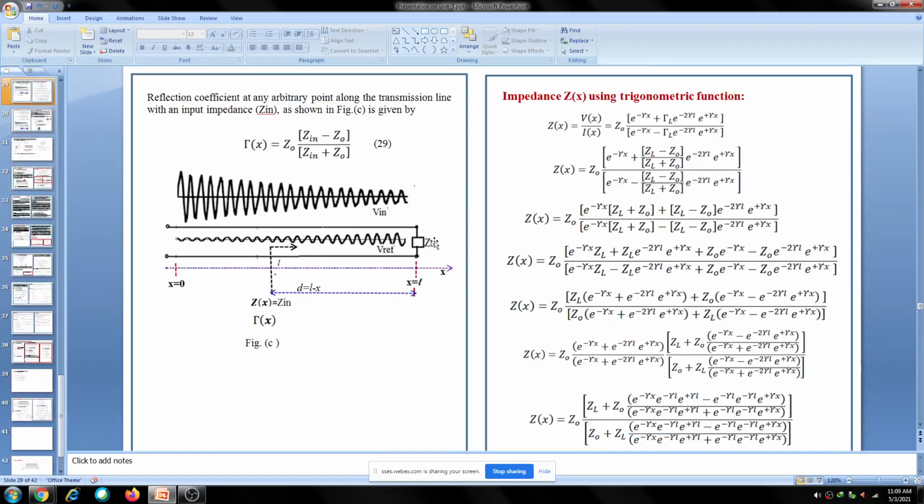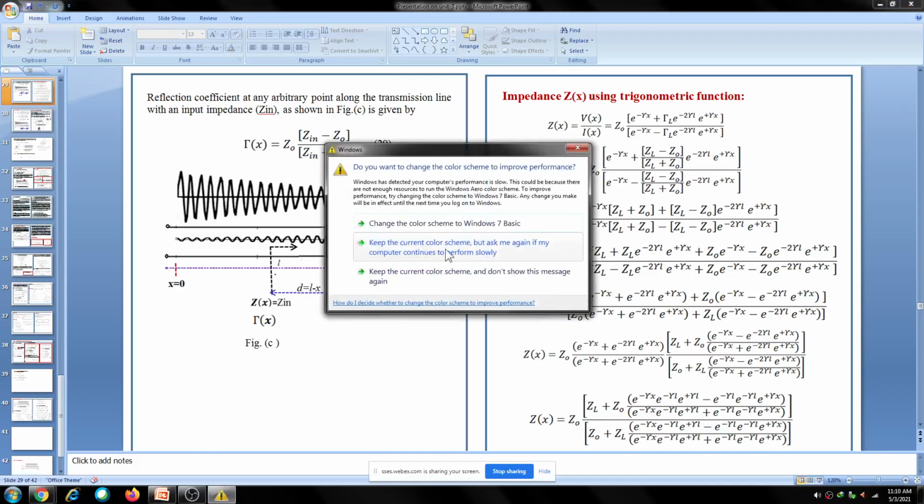So the load ZL is connected at one end of the transmission line, and at the other end we are connecting the source. ZL may be anything here. It may be complex, or real, or zero also. Zero means short circuited, and open means infinity.